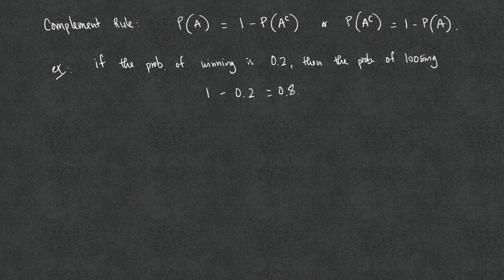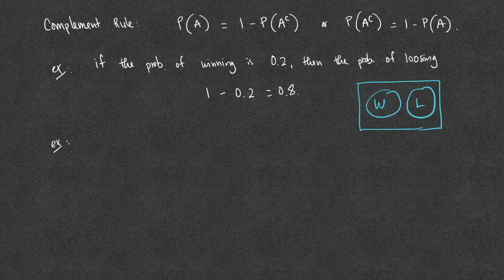Either you win or you lose. We can denote this using a Venn diagram. In a sample space, we only assume whether it is winning or losing. And we cannot both win and lose at the same time. So these two events are disjoint. They are mutually exclusive. The probability of one event is 1 minus the probability of another event.